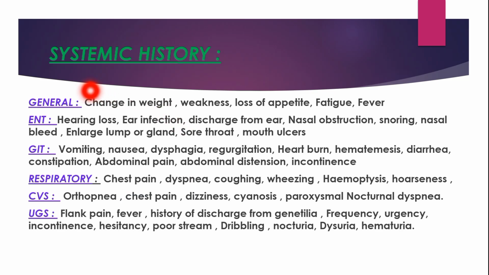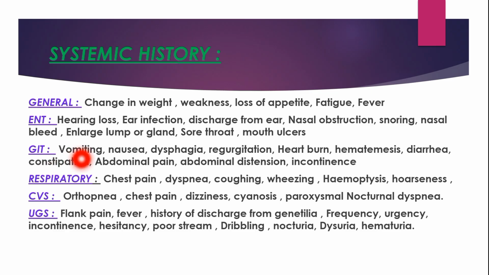The next one is the systemic review. So in systemic history, ask about each and every system in detail. The first one is the general history. So in general, ask about the change in the weight of the patient, any history of weakness or loss of appetite, and fatigue. And in ENT ask about the history of hearing loss, ear infection, or any discharge from the ear, any history of nasal obstruction, sneezing, nasal bleed, any history of enlarged lump or gland in the neck region, any history of sore throat or mouth ulcer.